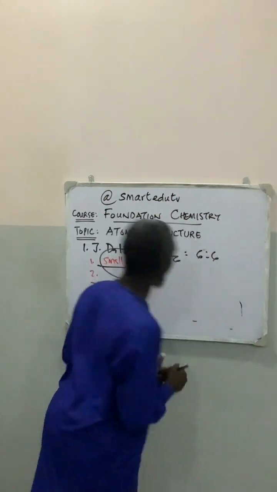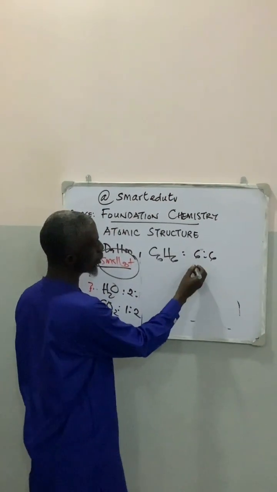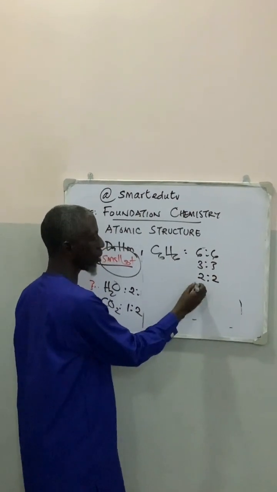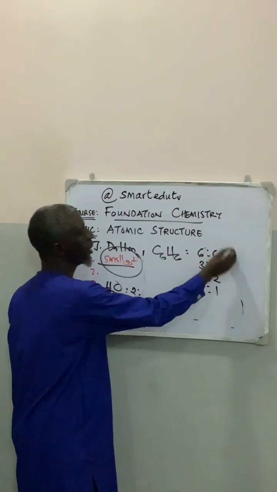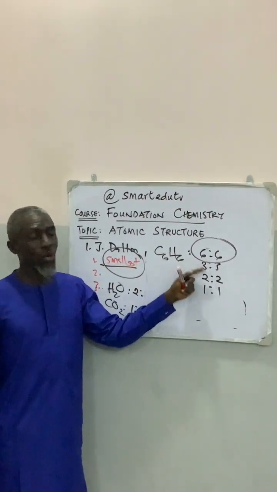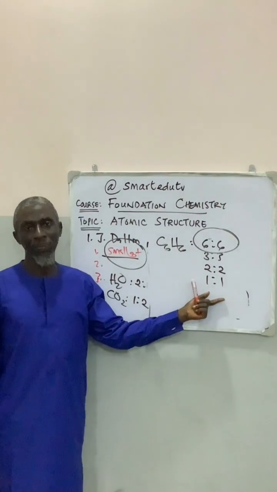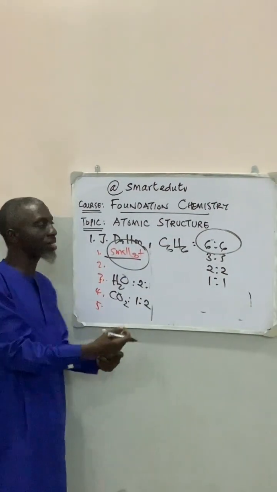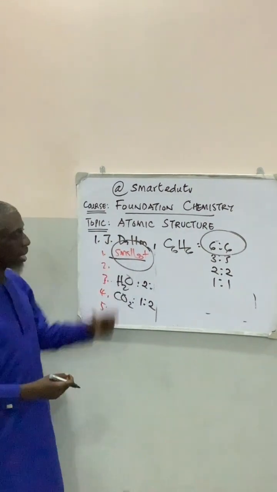So, for this benzene, the smaller ratio is still 3:3, another one is 2:2, another one is 1:1. So we can see that the ratio 6:6 for carbon and hydrogen could have been reduced further. So in this case, this one is invalidating the postulate of John Dalton.